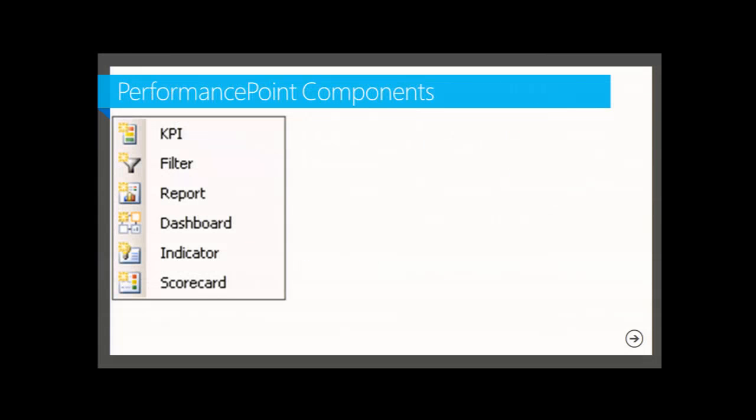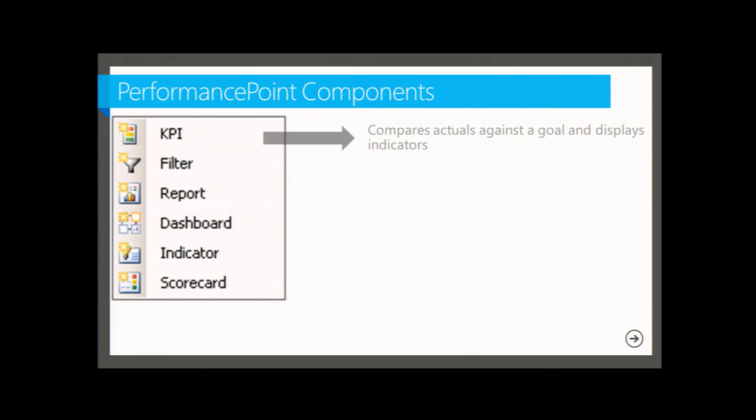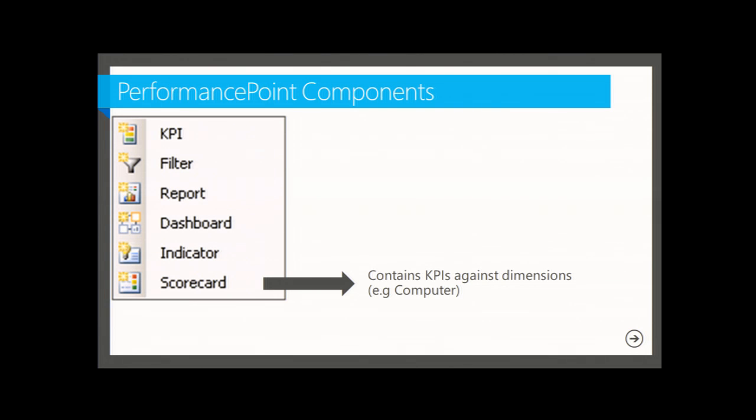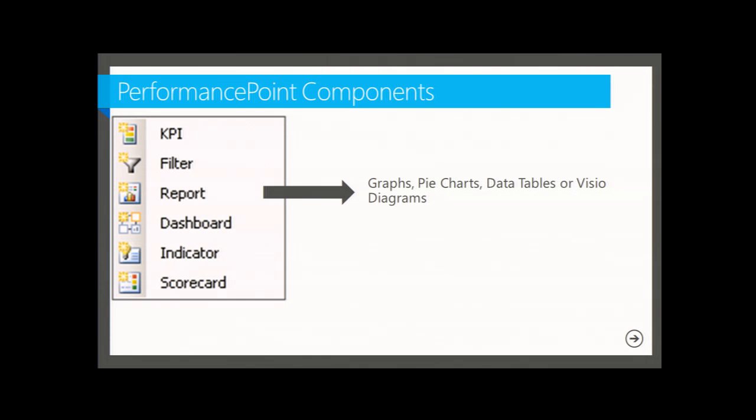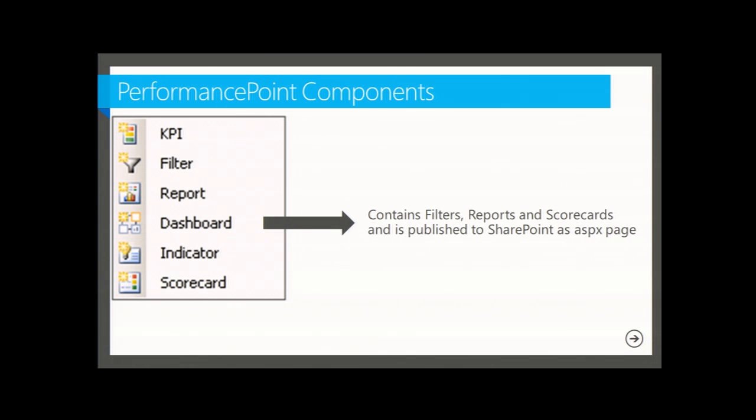When we're building our PerformancePoint, we have a number of components. It all starts at the very beginning with an indicator. There are lots of different built-in indicators, and you can add your own. You can put smiley faces, the whole shebang. Once we have our indicator, we create our KPI. Our KPI, Key Performance Indicator, compares our actuals against a goal and then displays the indicator that we wanted. We then embed the KPIs into a scorecard, which measures them against the dimensions. We also have reports, which are your graphs, pie charts, data tables, Visio diagrams, and we have filters. All these things come together in the dashboard. Our dashboard contains scorecards, reports, and filters.